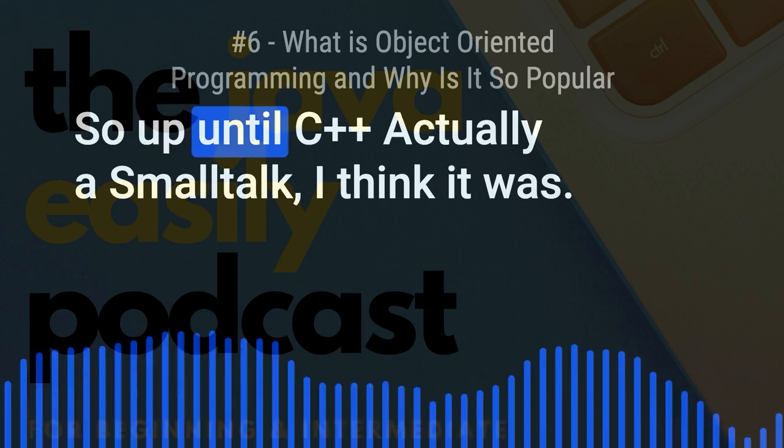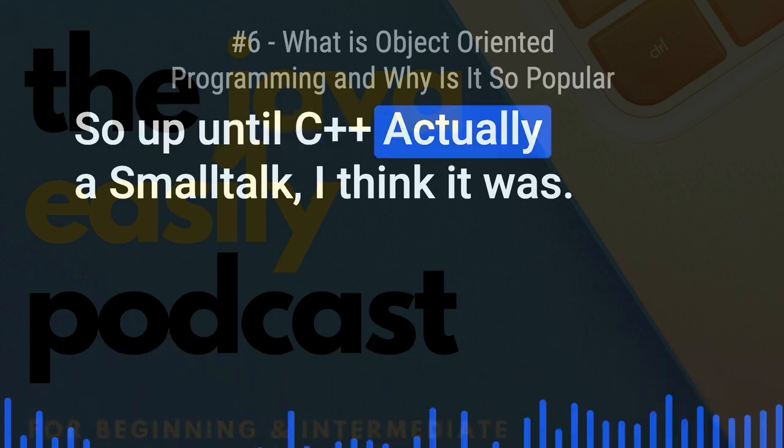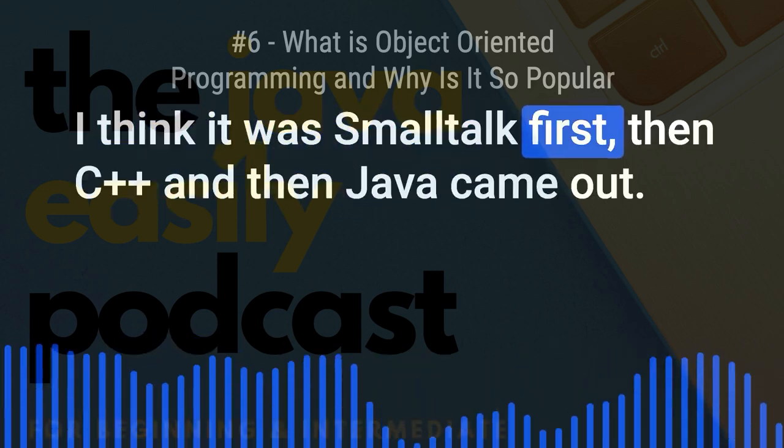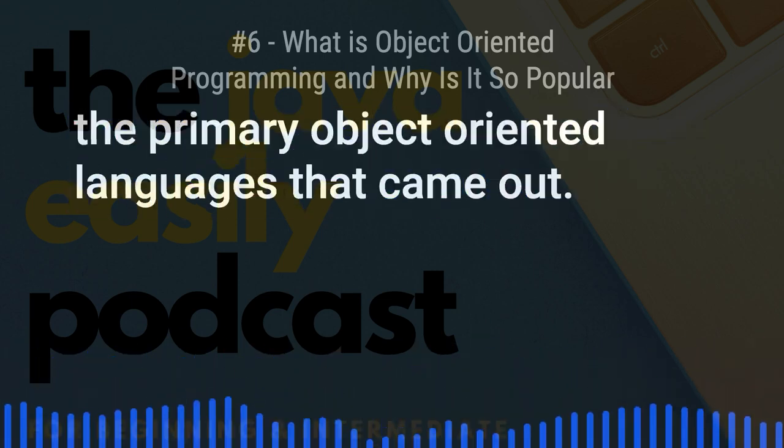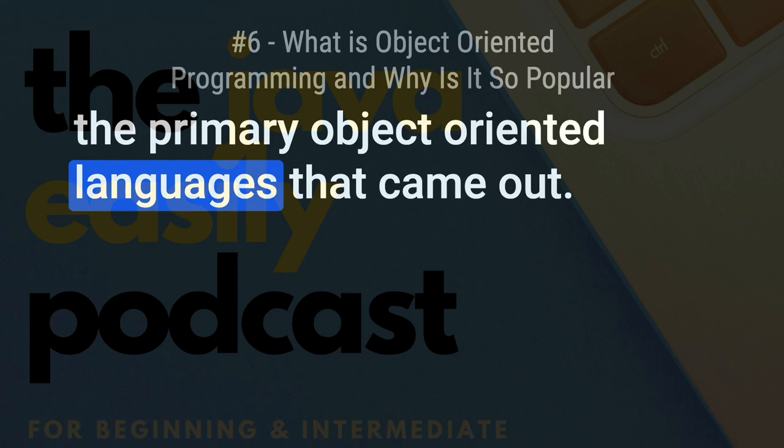So up until C++, actually Smalltalk I think it was. I think it was Smalltalk first, then C++, and then Java came out. I'm not too sure of the exact time frame, but those were the primary object-oriented languages that came out.